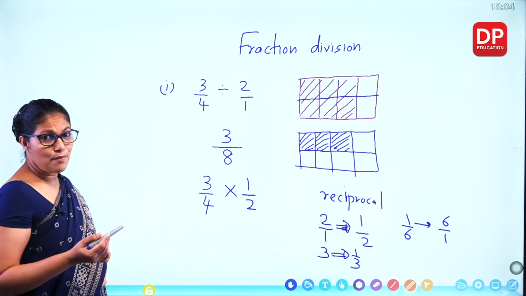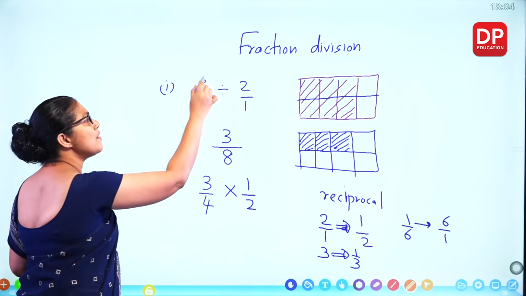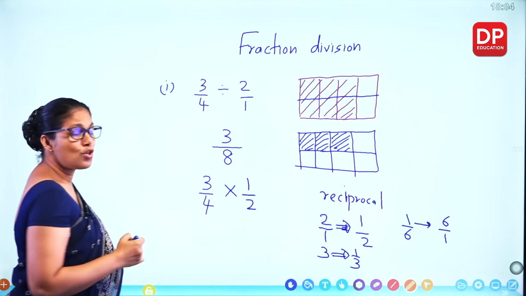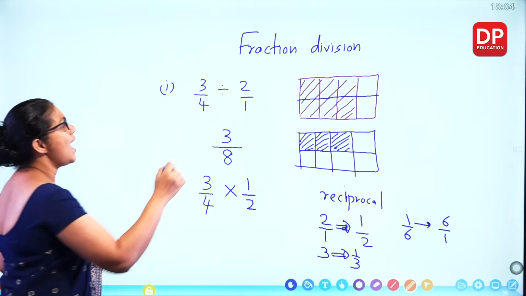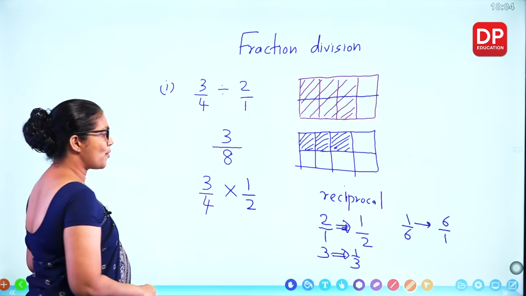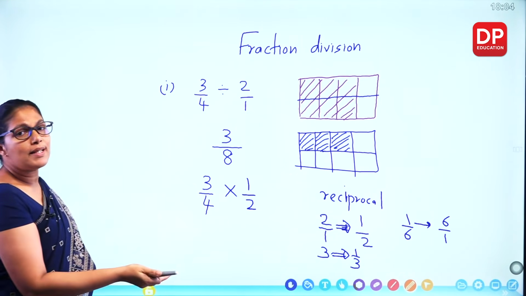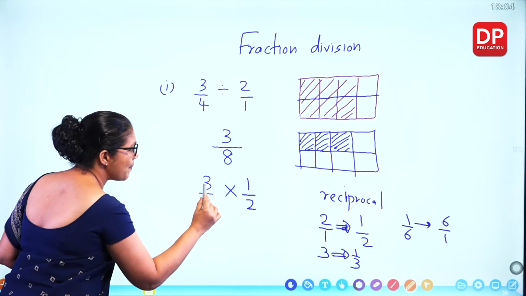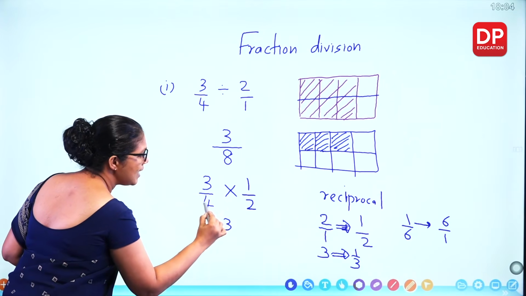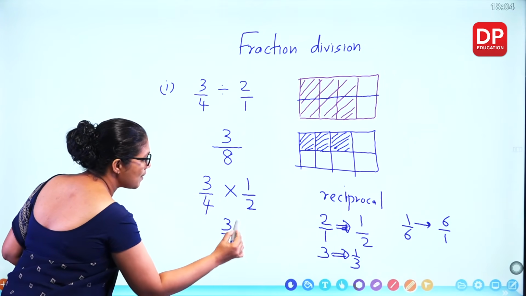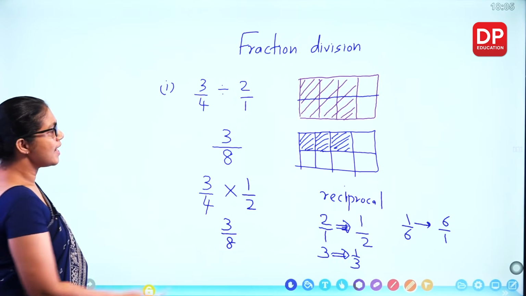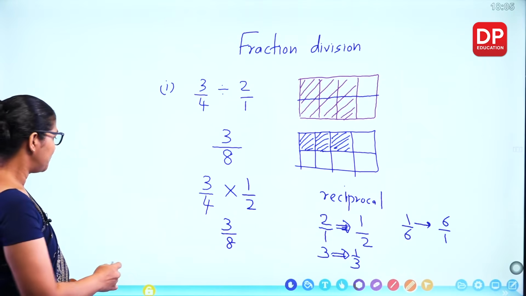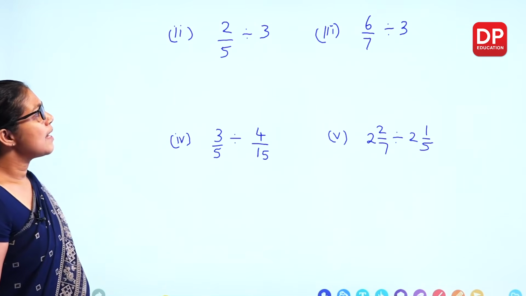So what's this method? When you have division, you keep the first fraction as it is, convert the division sign to a multiplication sign, and then you take the reciprocal. Then this is normal fraction multiplication. You multiply the numerators separately: 3 times 1, 3. Denominators separately: 4 times 2, 8. So you get the same answer without drawing the diagram. We'll take some more examples.